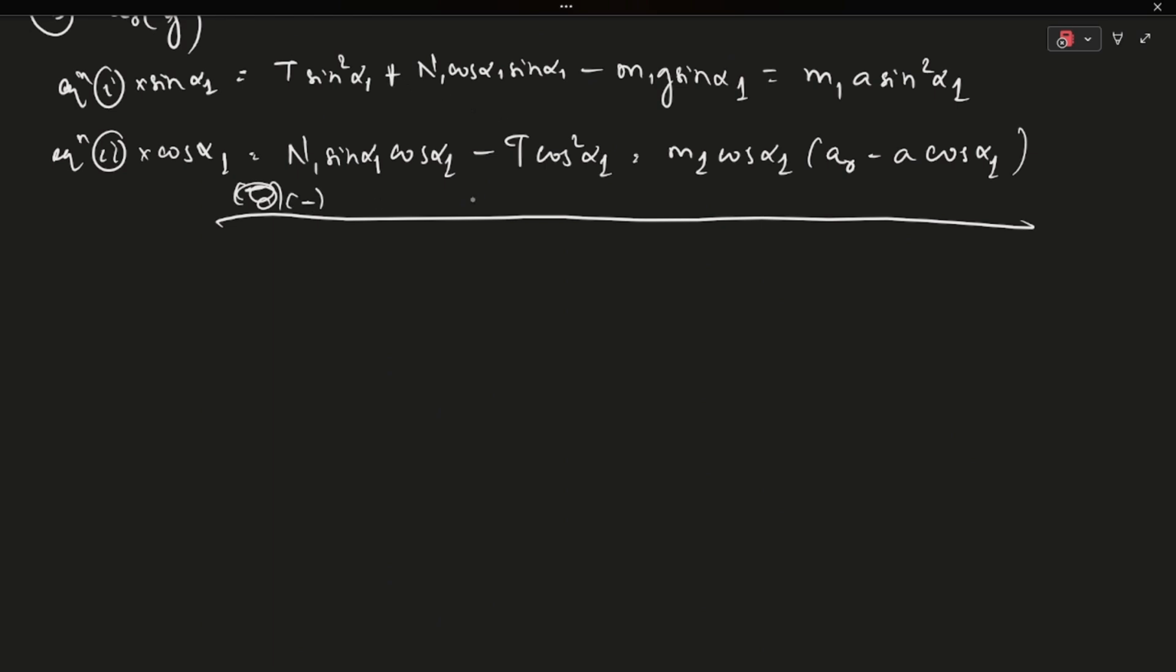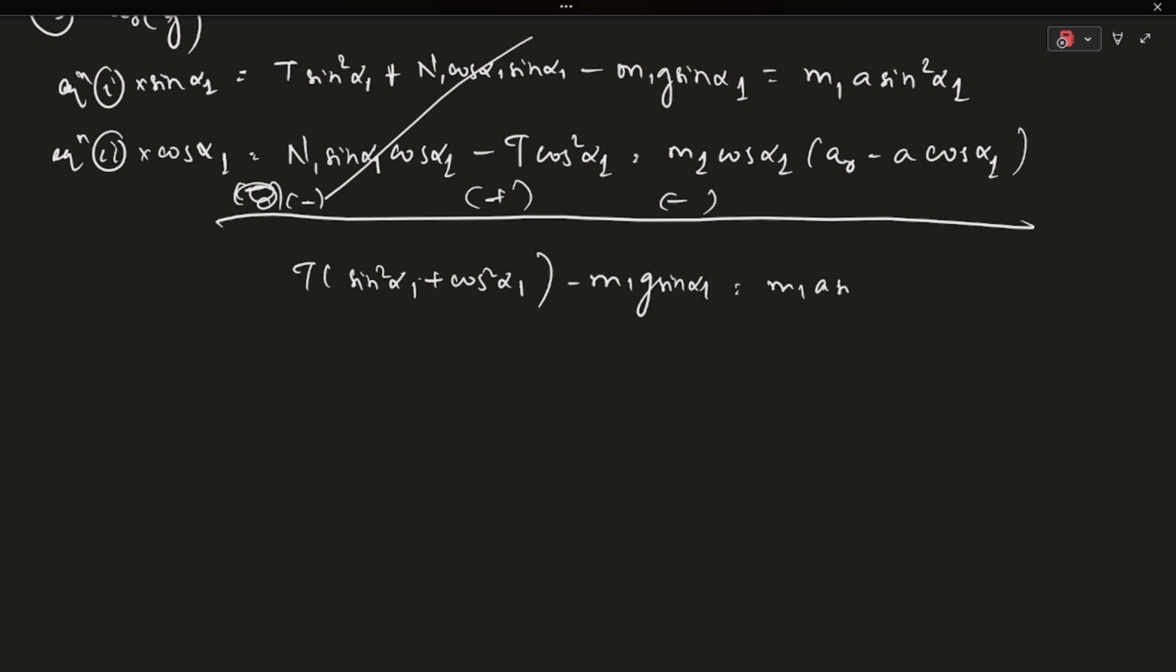So change the sign, minus minus. This will be plus. This will be minus. These two will be cancelled. T sine square alpha 1 plus cos square alpha 1 minus m1g sine alpha 1. This is m1a sine square alpha 1 minus m1 a naught cos alpha 1 minus 1 is plus m1 a cos square alpha 1.